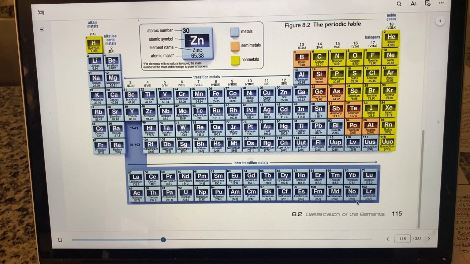So the next one is lithium and bromide. We have lithium right here, a very, very strong alkali metal, and it's going to be combined with bromine.